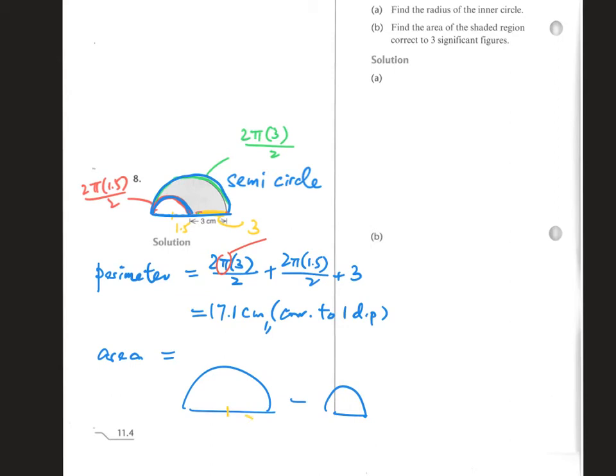The bigger one has radius 3 cm, while the smaller one has radius 1.5. So that's why the area will be pi r squared, pi 3 squared, divided by 2, because it's half of a circle, minus the other one, which is pi 1.5 squared over 2. And once again, can you spend a few seconds to get the result? Finally, hopefully you get the answer 10.6 cm squared, which is correct to 1 dp.